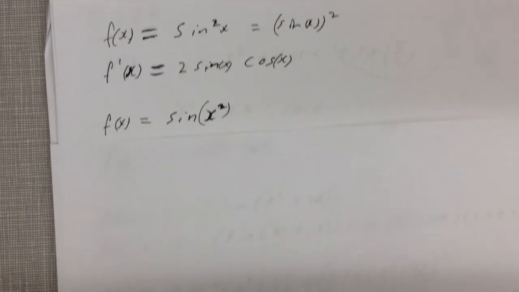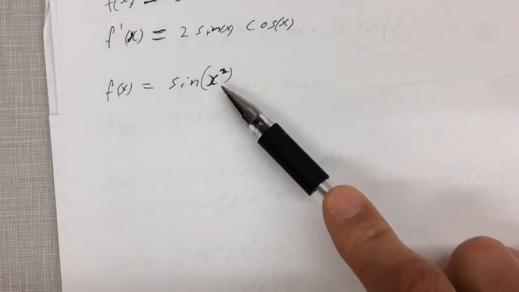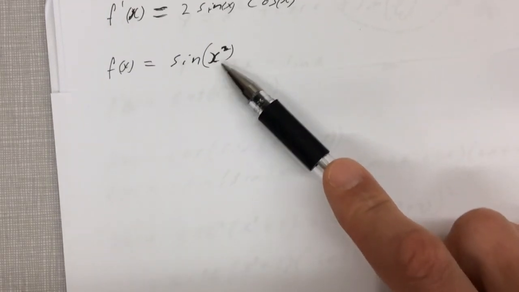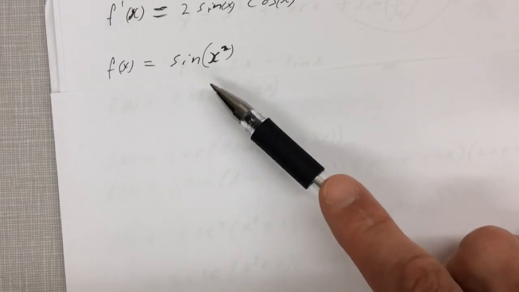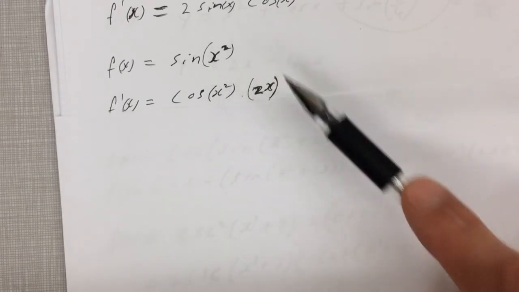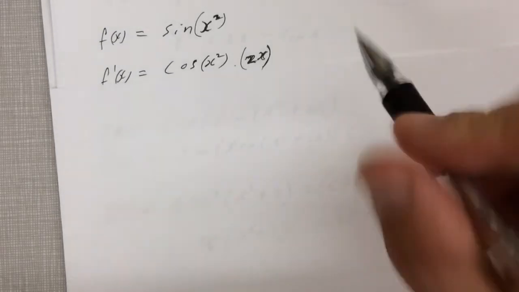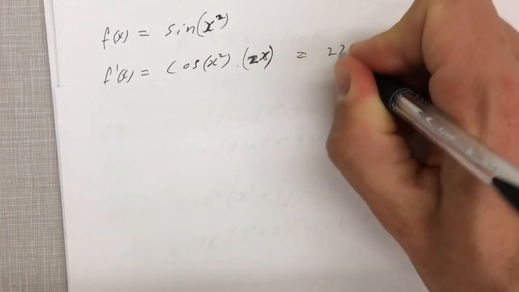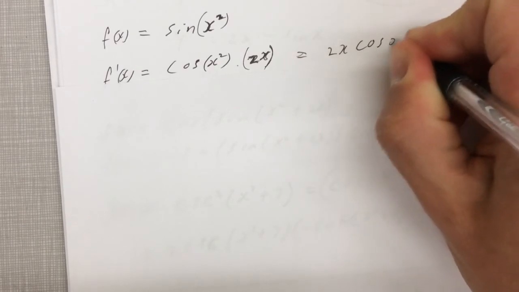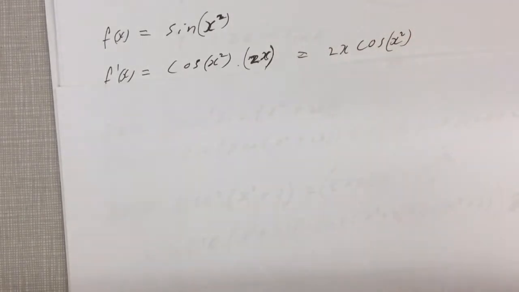Now if it's the x squared, the x that is squared, well then we take the derivative of the outside, which is cos x squared, times the derivative of the inside, which is 2x. Okay, and we rearrange that to equal 2x cos x squared, usually.